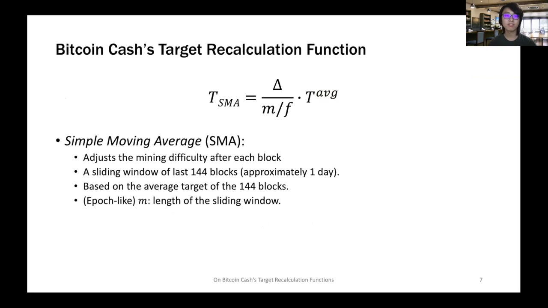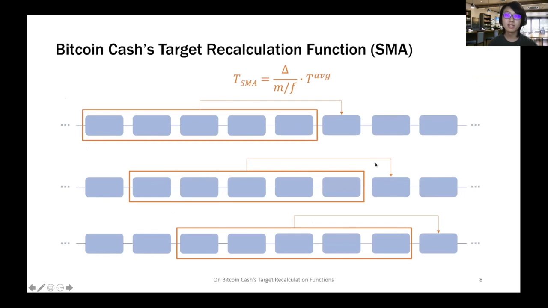This is how this SMA function looks. And you can see that it is quite similar to Bitcoin's function. The difference is that it replaces the target of the previous epoch by this average target. And this is the average target in this sliding window, which has a length of 144 blocks, approximately the number of blocks produced in 1 day. And here, this M refers to the length of this sliding window. This picture shows how this function works. First, we have a sliding window, and we move this sliding window 1 block by 1 block to determine the target of the next block from the average target in this sliding window.